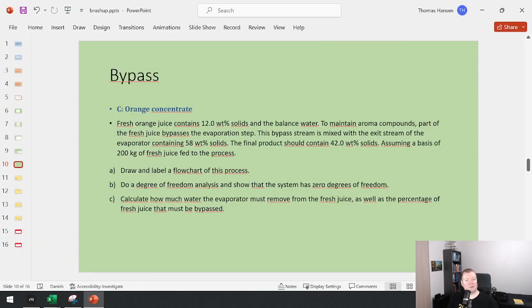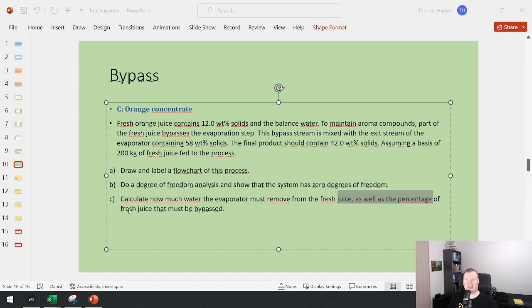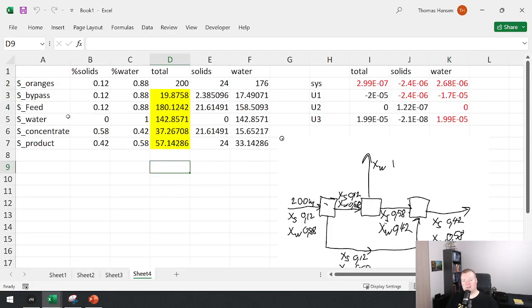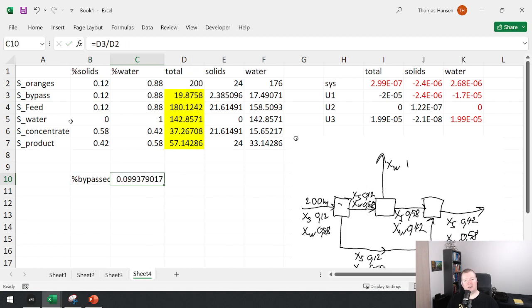Orange concentrate, do a degree of freedom. We did that. Calculate how much water must be evaporated. We need to calculate the percentage of fresh juice that must be bypassed. Okay, fair enough. If I want to calculate the percentage bypassed, I'm just going to take the mass that I'm bypassing compared to the total mass I'm feeding. So that means I'm bypassing 10%, 9.9. So 10% is being bypassed, and the rest goes to the evaporator.